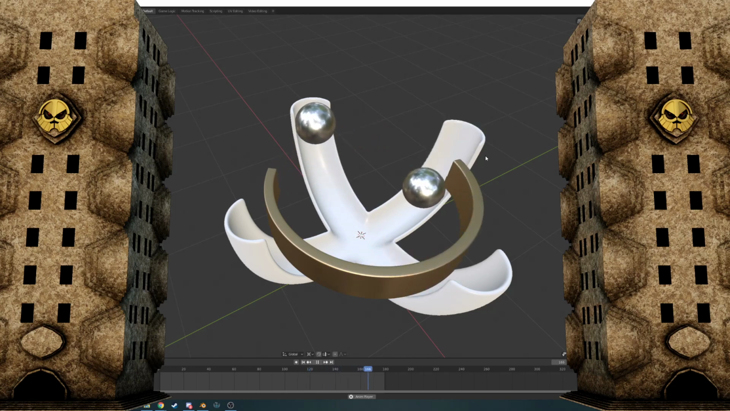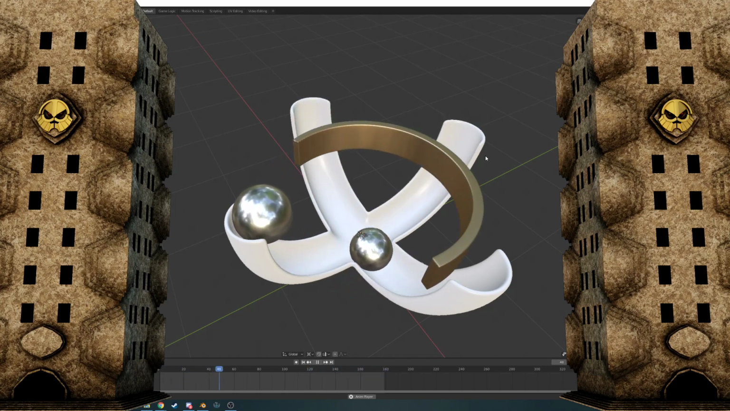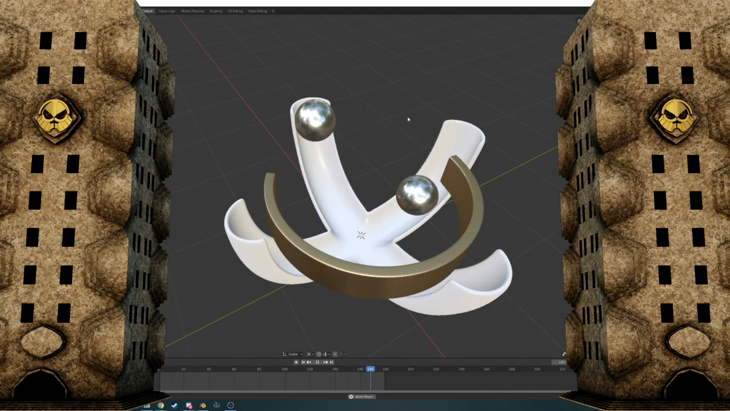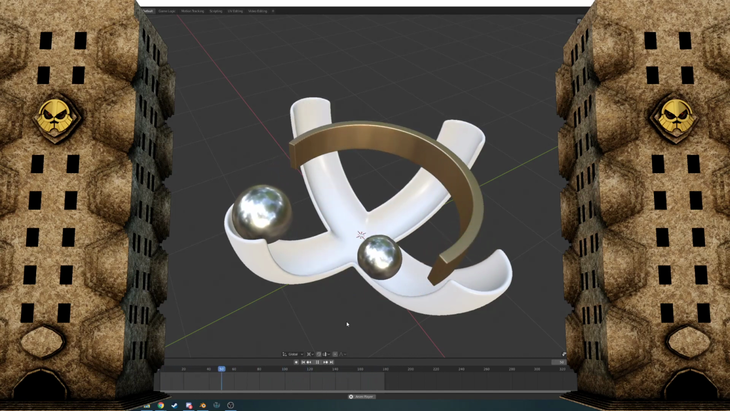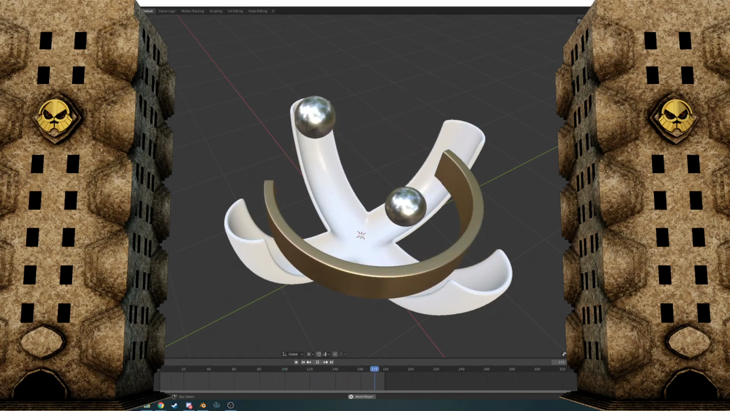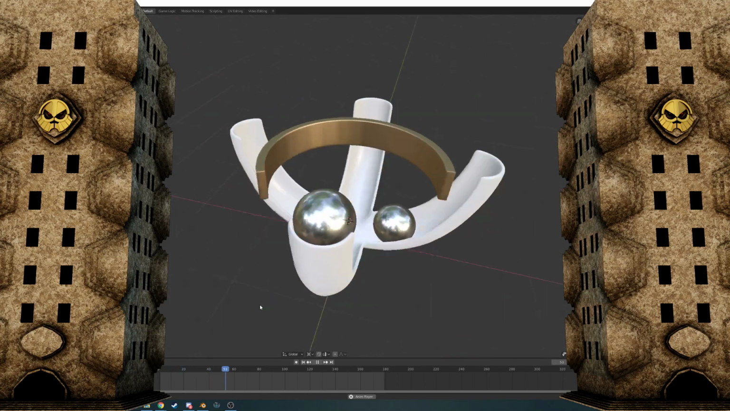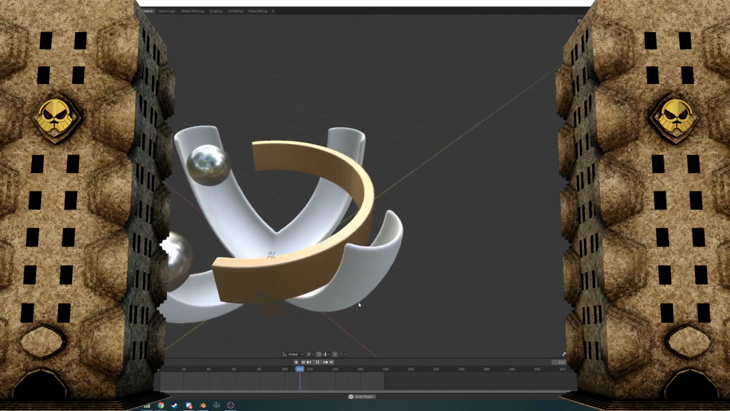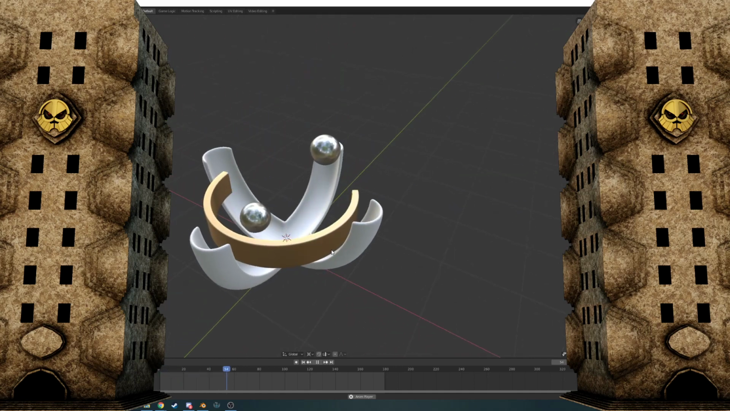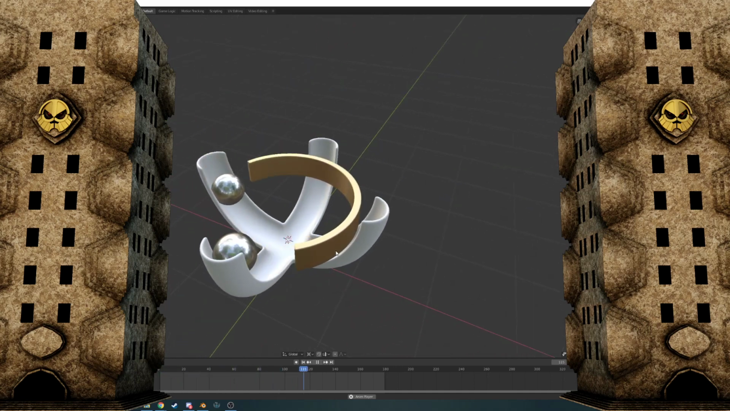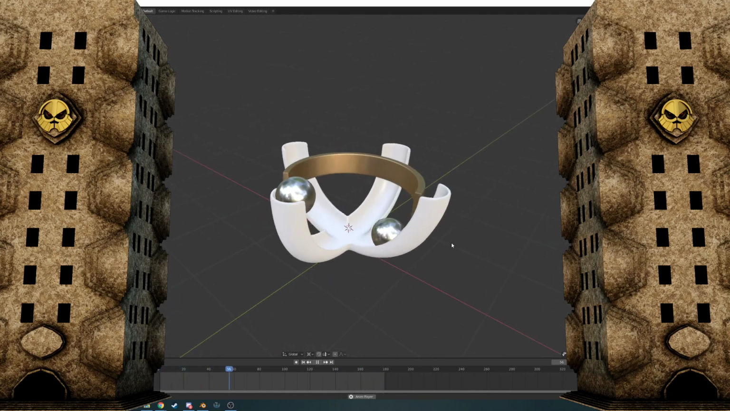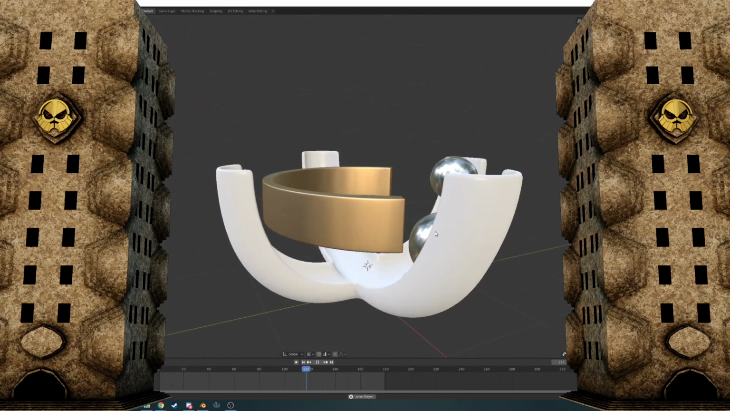So yeah, probably gonna put some more stuff in here. Maybe I'll add a rod that goes in and out or something. I'm not sure. I have to decide, but yeah, I like it so far. It's nice and satisfying.